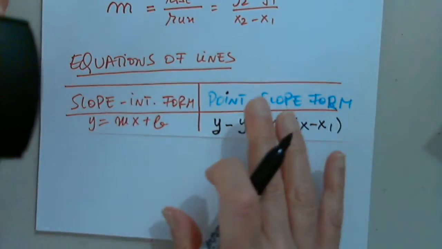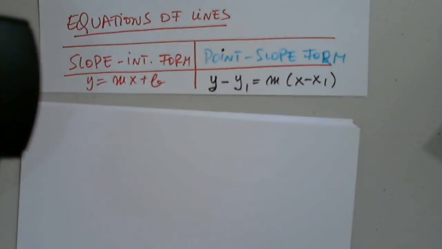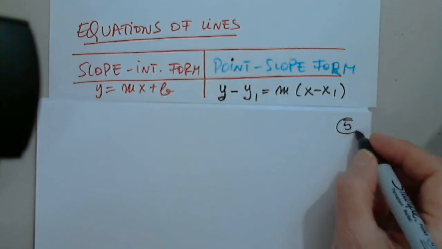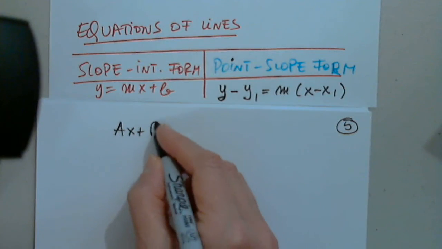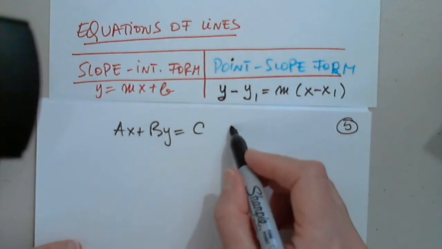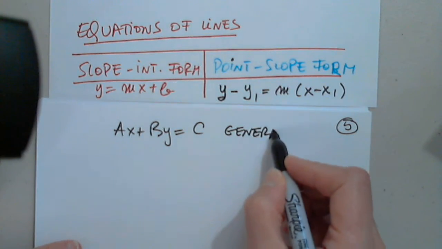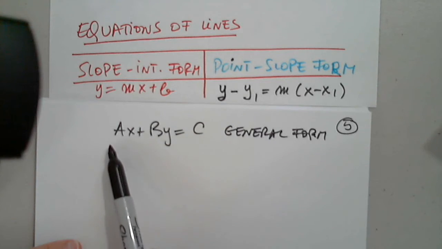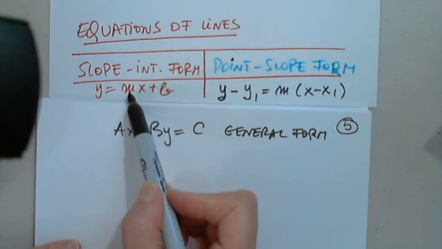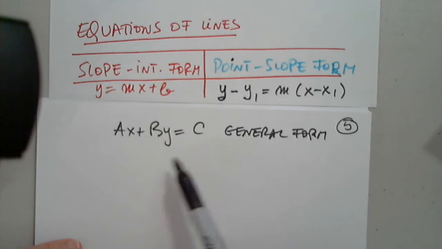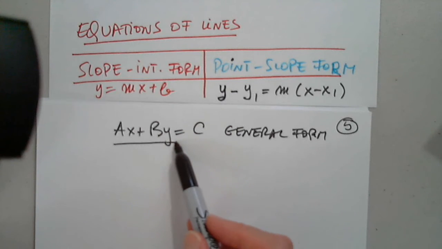That one is useless. I know you know something, and let me explain what that means. The ax plus by equals c, useless. It's called the general form. How come it's useless? It's useless because I cannot identify the slope. I cannot identify the y-intercept. So it's fine, but I'm never going to ask you this.